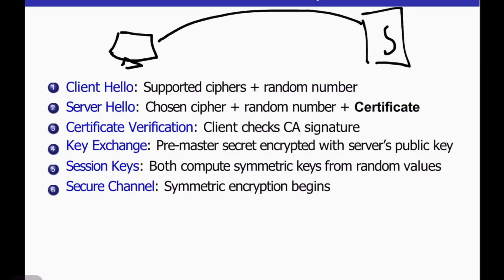The server too will open it and choose the cipher he wants to deal with. So out of the supported ciphers, the server too will pick one and add a random number to it, plus a certificate. You will reach the certificate right now. So plus a certificate, he sends it to the client. So the client receives the certificate, the chosen cipher, plus a random number.